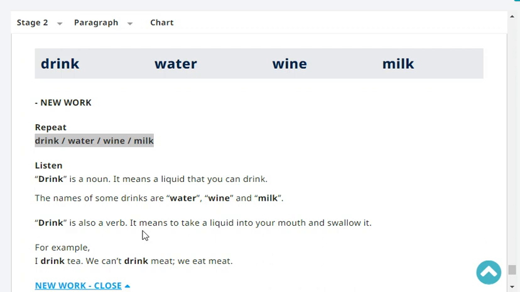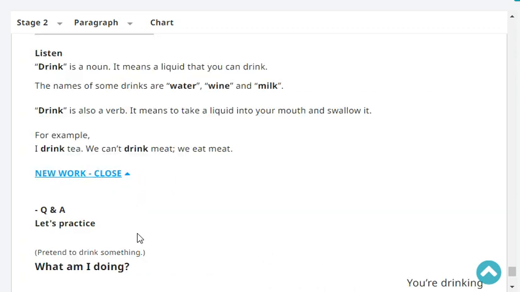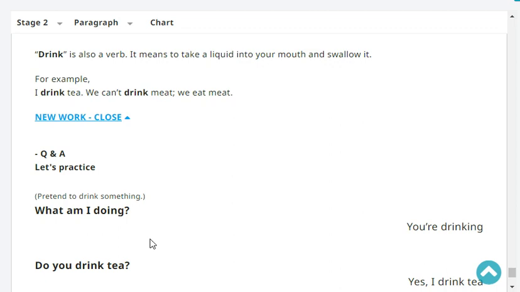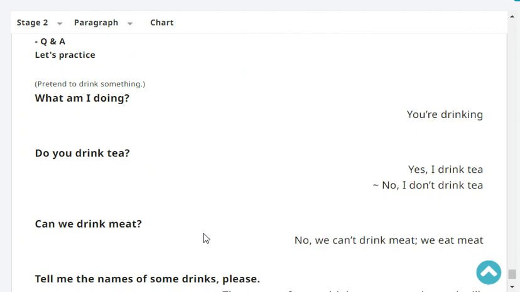Drink can also be a verb. It means to take liquid into your mouth and swallow it. For example, I drink tea. We can't drink meat. We eat meat. Okay, let's practice. What am I doing? You're drinking. Very good.